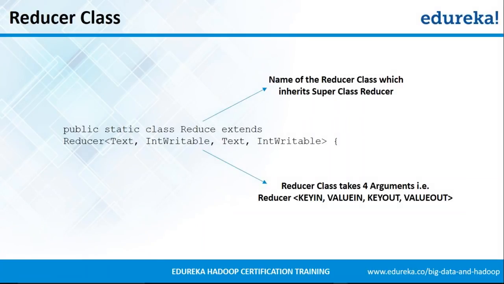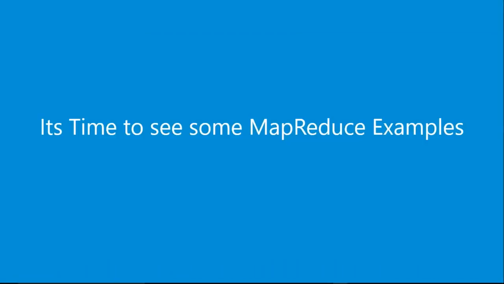Okay. So guys, I hope you are clear with 2 important classes that needs to be declared and how they needs to be declared for writing a MapReduce program. In this case, it is word count. So let's move on. So it's time to see some MapReduce example. To start with, let me take you through the word count example itself.